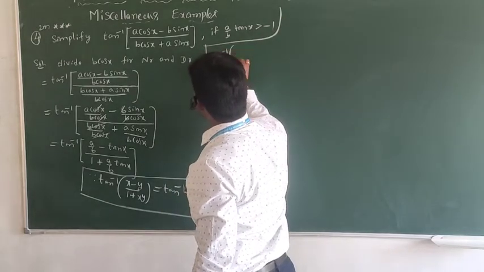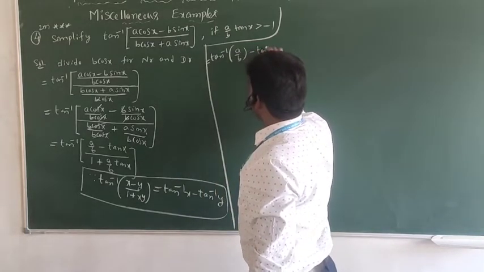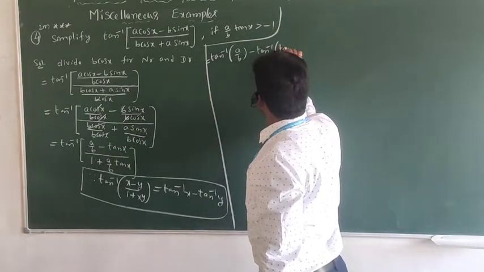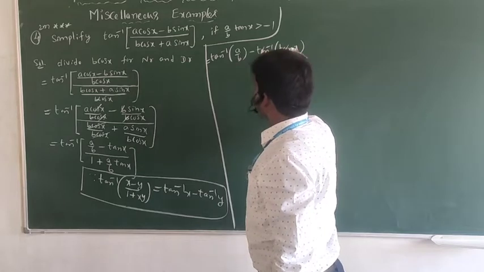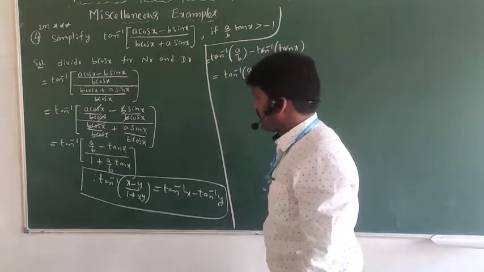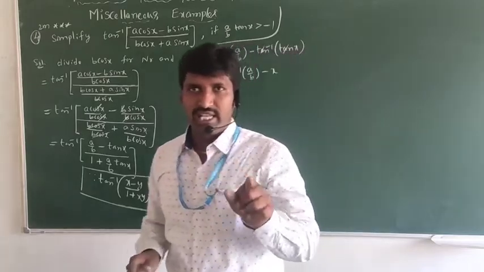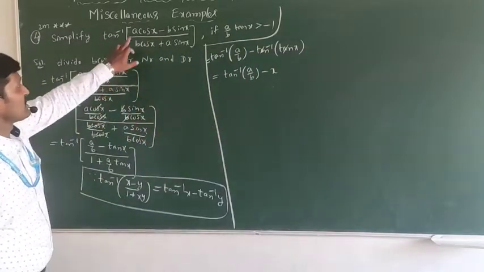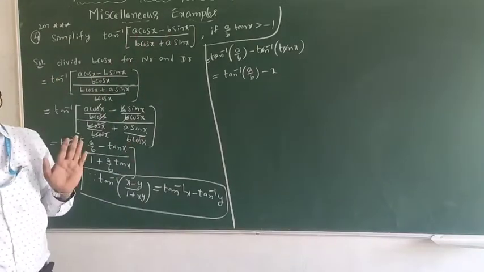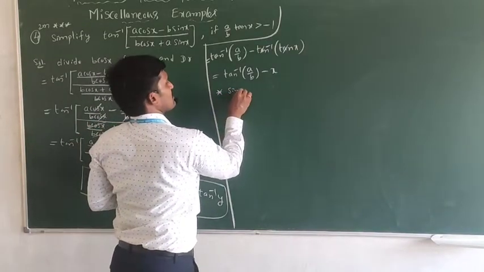Tan inverse of, what is x? A by b, minus tan inverse of, in the place of y, what is there? Tan x. Our tan inverse cancels. Finally, we will get the simplified value: a by b minus x. And one more thing, for the same question, they can give numbers in place of a and b also. For example, a is 2, b is 3. They can ask like that also. Same model, we can try just by replacing, simplify like this.